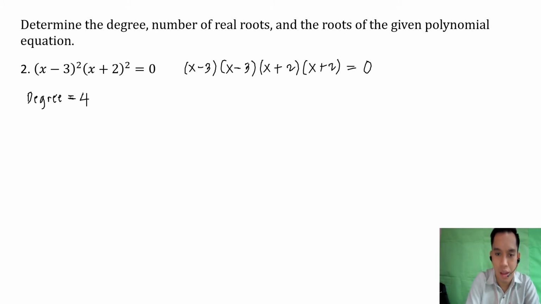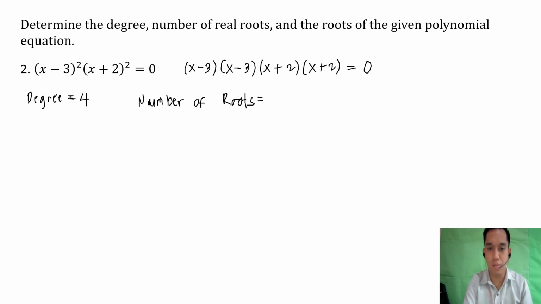And then, what is the number of roots? So, how many roots do we have here? Number of roots. How many roots do we have in number 2? We have, okay, 4 also. Kasi, kung ano yung degree mo, yun din yung number of roots mo. So, we have a degree of 4. So, therefore, yung ating roots ay 4.